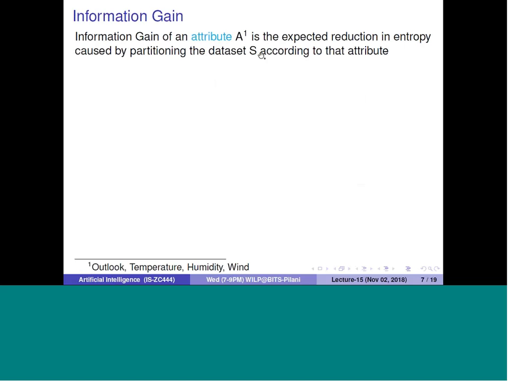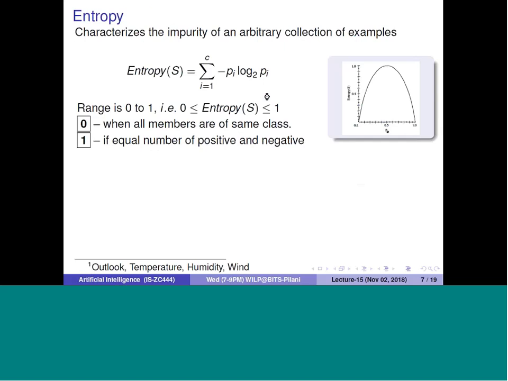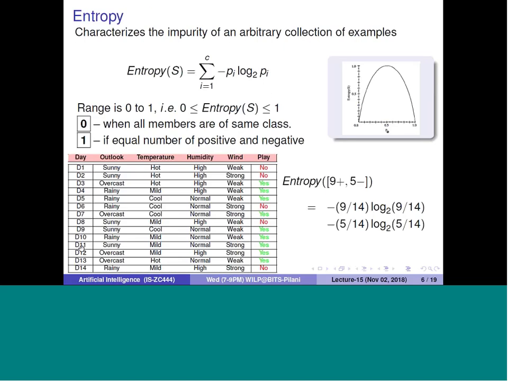What is S? S is the data set. The data set contains these 14 examples. Data set S is equal to D1, D2, D3, up to D14, because these 14 items we have.